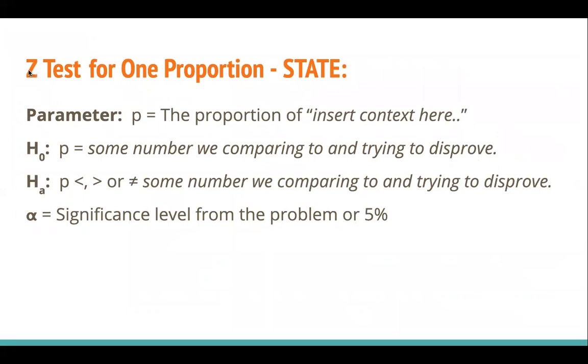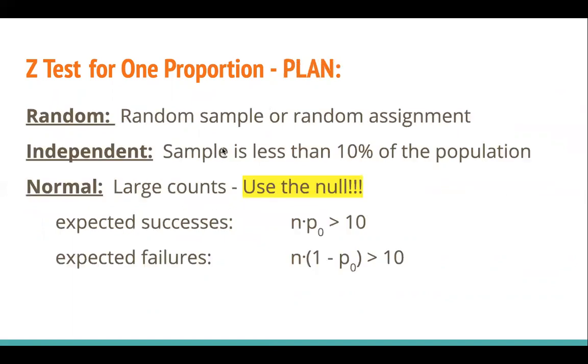What we're going to do, our basic rundown, we're going to be going over a z-test for one proportion. Z procedures are what we use for proportions. In our state step, you state the parameter. If we have one proportion, we'd say p equals the proportion of, and then insert your context. Our H0 is that p is equal to some number. We sometimes refer to this as p with a little zero, or p naught, or p null. And then our alternative is that it's either less than, greater than, or not equal to that same number from the null. Alpha is our significance level. If we don't know what it is, a lot of times our standard is 5%.